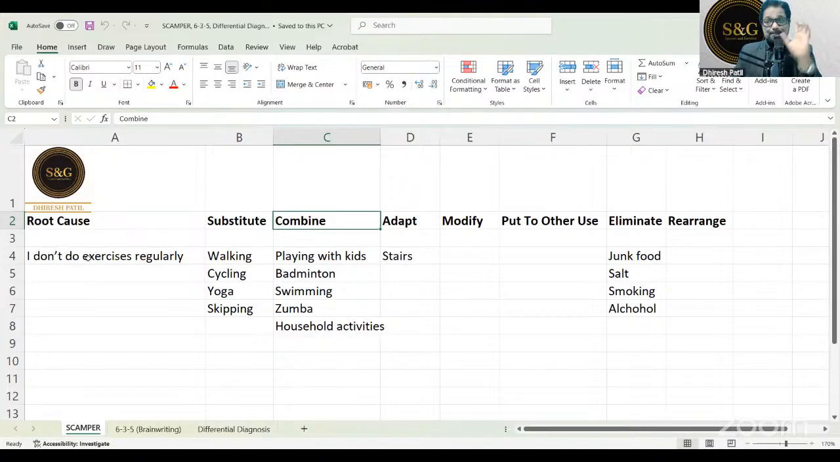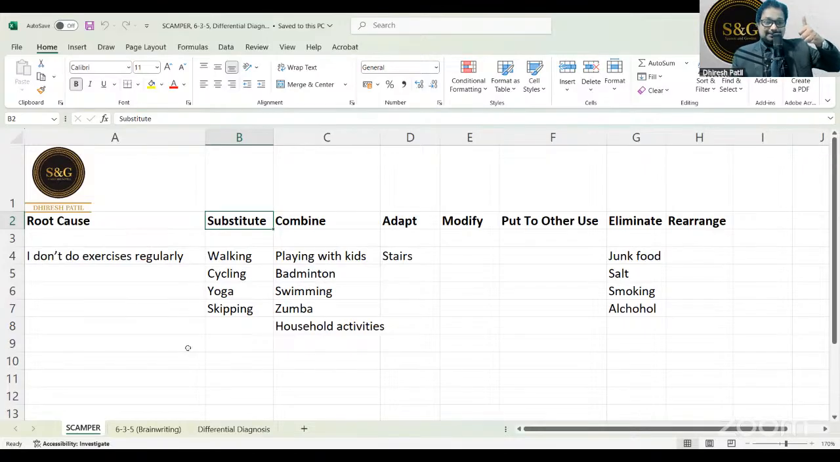Now let's do the Scamper. Scamper is a short form of substitute, combine, adapt, modify, put to another use, eliminate, and rearrange. These are the trigger words which can give us the solution. For example, I don't do exercise. Substitute is the word from which we need to identify a solution. What can substitute exercise?